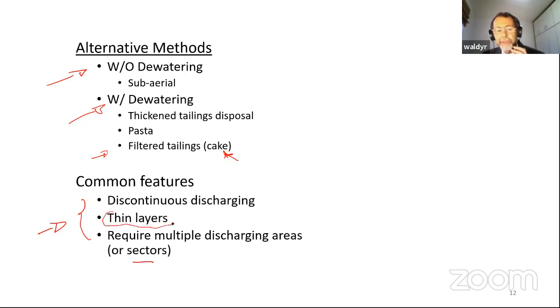Another thing is important. You have to work with thin layers. I'm talking about maybe 30 centimeters, 40 centimeters, no more than that. Otherwise, this is not going to work properly.